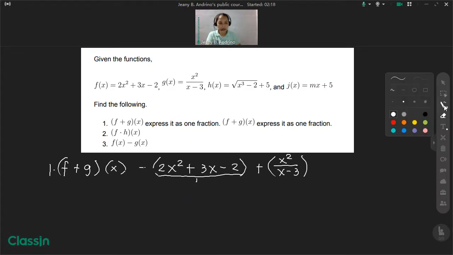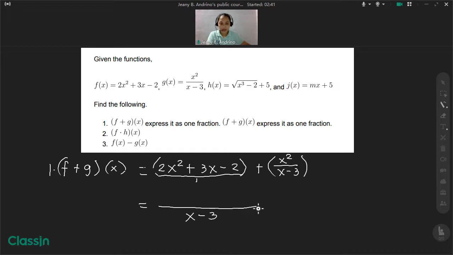Let me just erase that one first so that I have a big space there. So again, in getting the LCD, all you have to do is just get the common. We have 1 here and we have x minus 3. So that means we have x minus 3 as our LCD. In getting the LCD, if you've got some number in here, you just have to multiply that one to the other denominator in there.